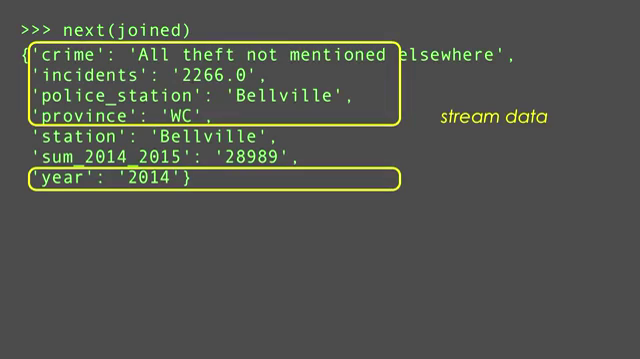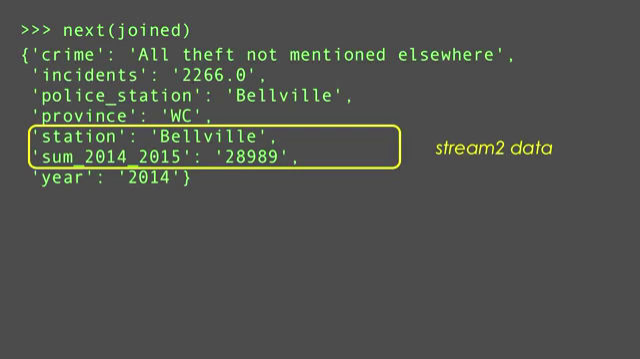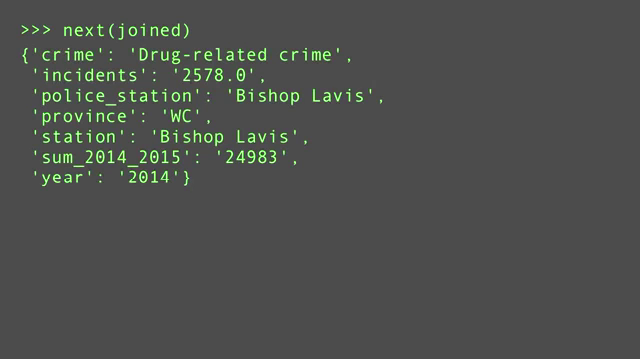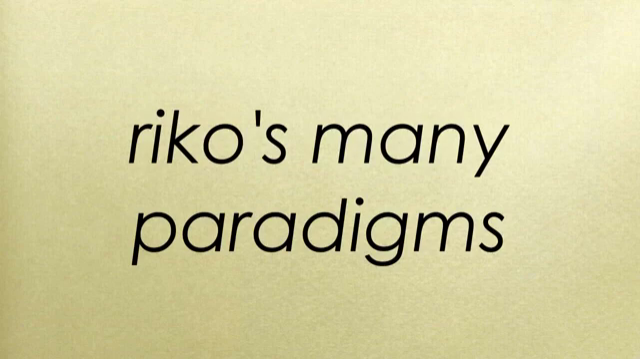Then the result that you get, you can see here, this was the original data that was in the first stream, and that's the additional data from the second stream that's been merged together into one dictionary. This is showing you the next item for the same thing. What I showed you so far was one basic usage. Riko actually has a few different APIs. That was the synchronous API.